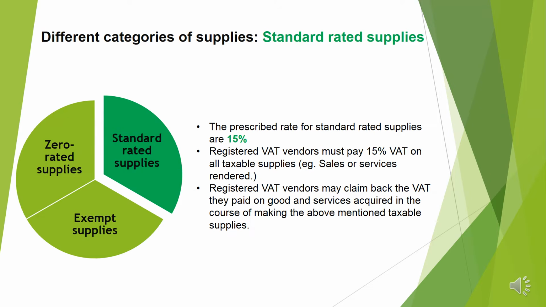There are three categories of supplies, namely taxable supplies, zero-rated supplies, and exempt supplies. All registered VAT vendors must charge tax on taxable supplies at a rate of 15%. Registered vendors may only claim input tax equal to the amount of the VAT they paid to vendors on goods and services acquired in the course of providing taxable supplies.